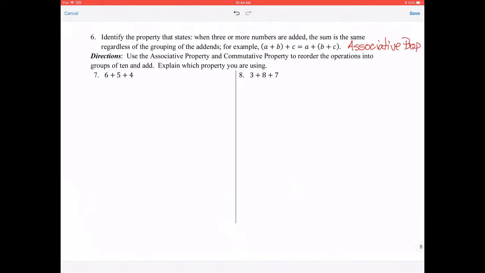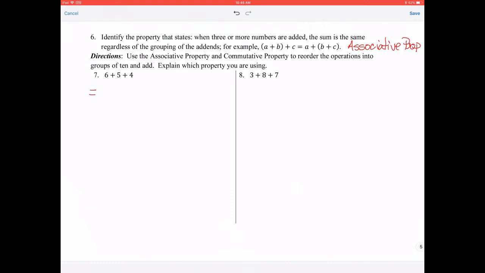All right, and then directions for 7 and 8 is use the associative property and commutative property to reorder the operations into groups of 10 and add. Explain which property you're using. Okay, first I have a standing rule that says you don't add an equal sign, but because we're going to be using the associative property and commutative property, I am going to add in equal signs.